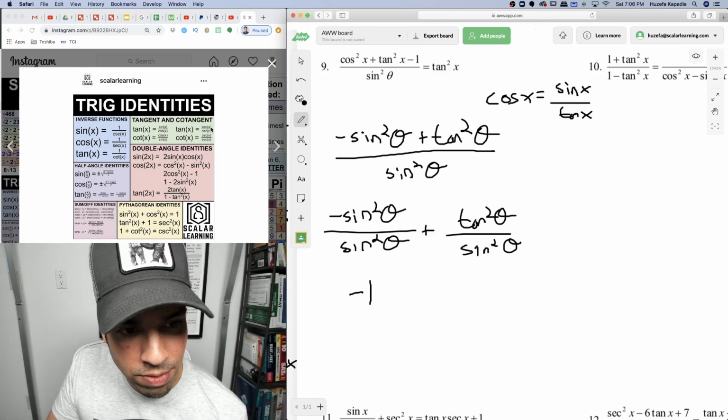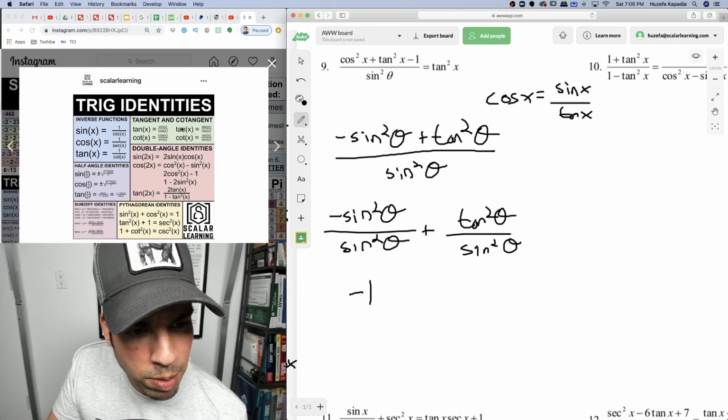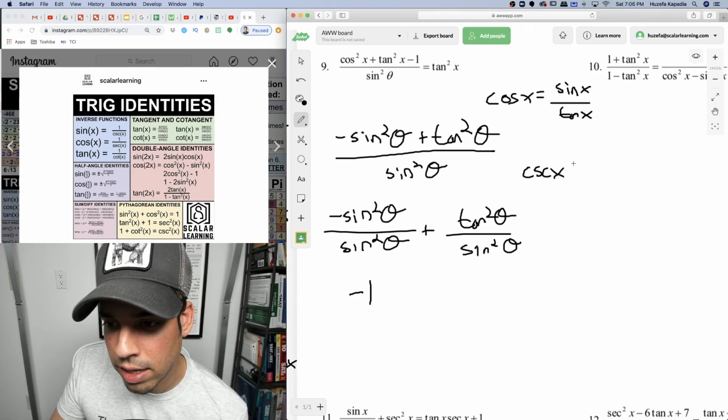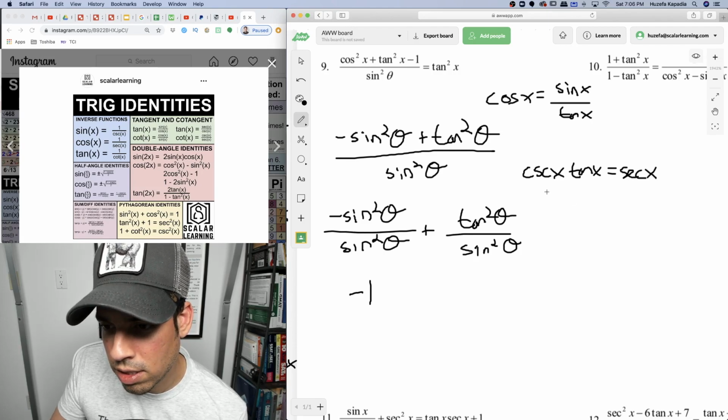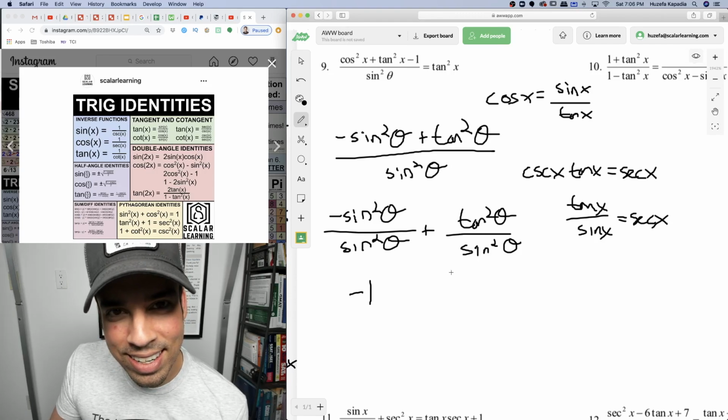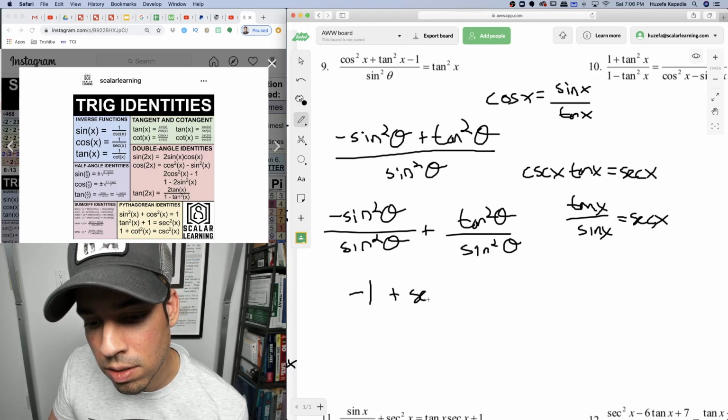Another way to think about this is if I look at this trigonometric function, I multiply both sides by cosecant x. I have cosecant x times tangent of x equals secant of x. Cosecant is the same as 1 over sine, which means tangent of x over sine of x equals secant of x. Guess what? That's great news, because then I can convert this to secant squared x.